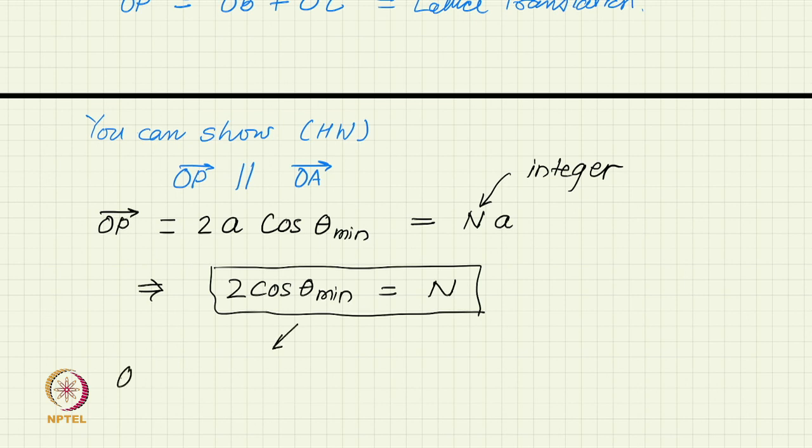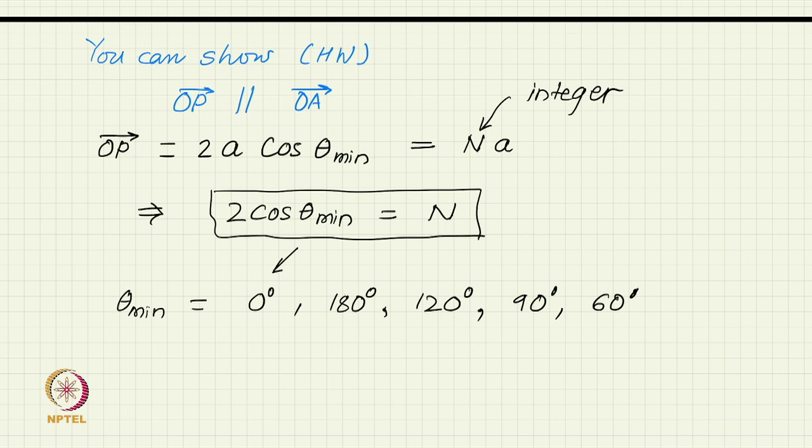So, again theta min will be either 0 degree or 180 degree, 120 degree, 90 degree, 60 degree, that is all. No other values of theta will satisfy this equation, they will not give you an integer value. So, that is in terms of the fold of the axis: 1, 2, 3, 4 and 6.